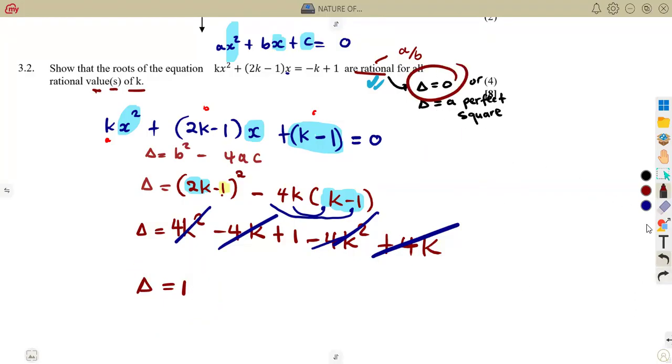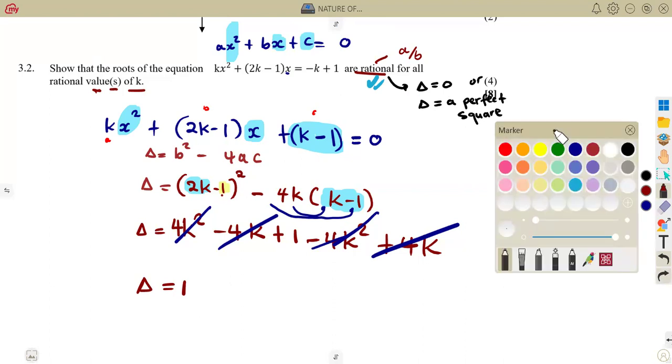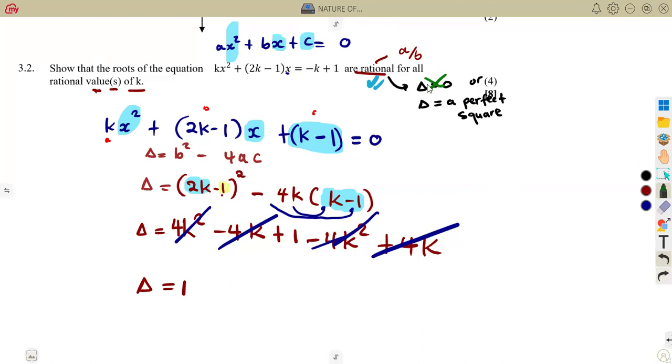This is not equal to 0, but it is 1. So we have to check now because it is not equal to 0. Guys, what are we expecting our answer to be? Equal to 0 or a perfect square. So it failed to be equal to 0. We remove this one. We test the last one.